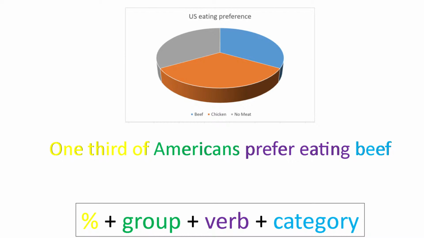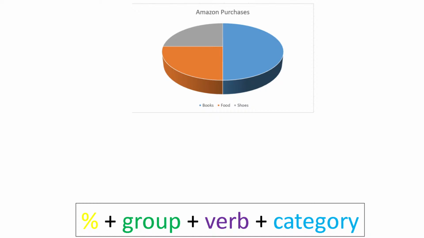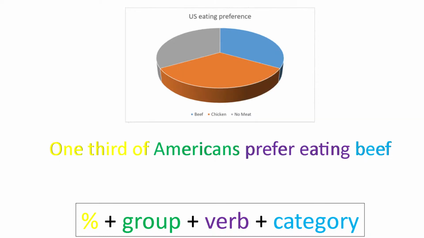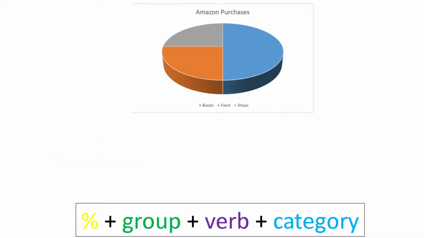What if we spoke about any other part of the actual pie chart here? Well, let's just go back up. So for example, we could say 33% of Americans like chicken. That would work exactly the same thing. 33%, our percentage, Americans, like is our verb, and the category chicken. So you can see how we can change this sentence frame around, and we can use it in many different situations to describe pie charts. Okay, so let's look at the next one.